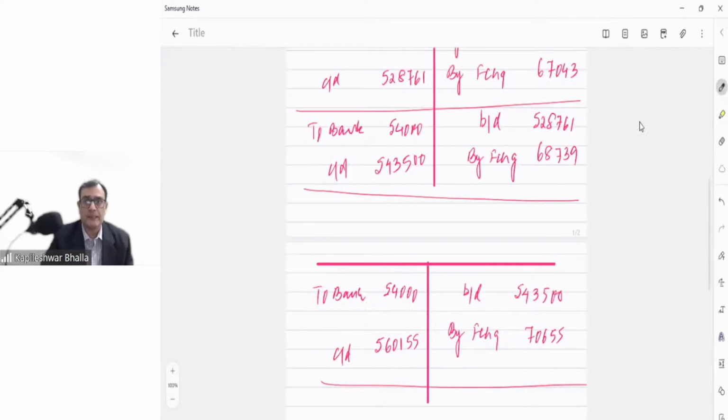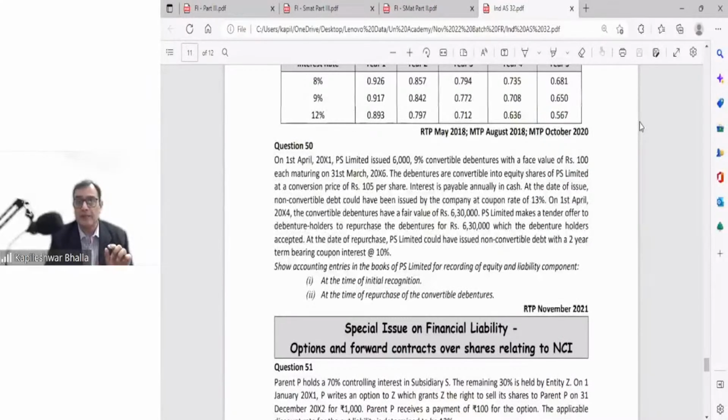Now we are given the information that on this particular date, the company, the issuer, offered the holders early redemption. So let me just come back to the question. So now we're given that on 1st April X4, which is 3 years later, the convertible debentures have a fair value of 6,30,000, and the company makes a tender offer to the debenture holders to repurchase the same at 630, and they accepted the offer.